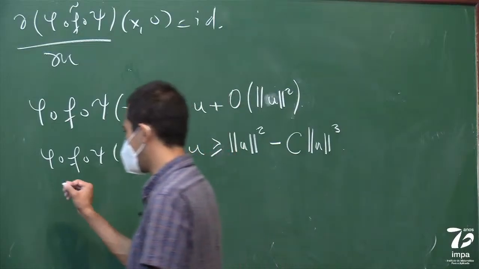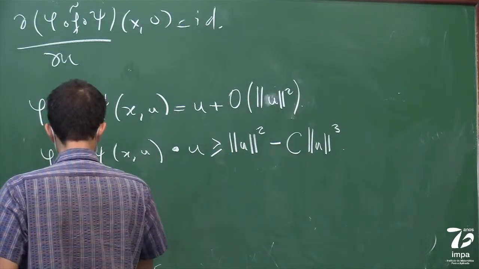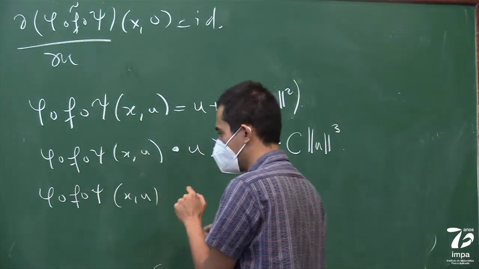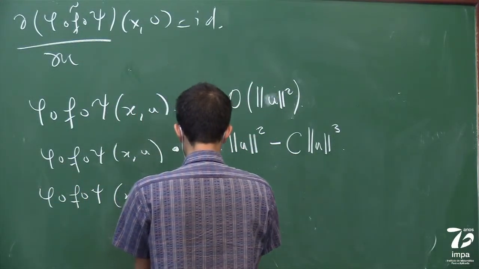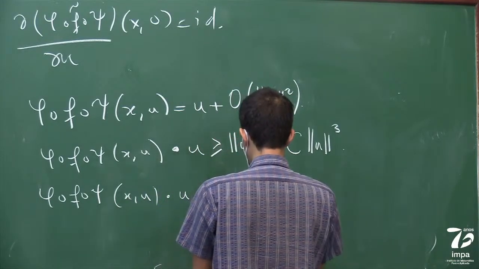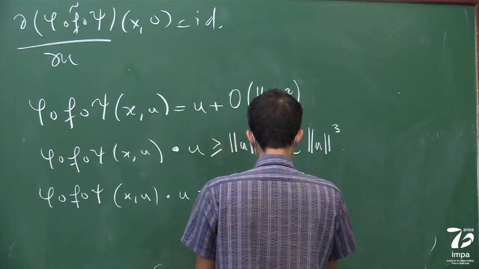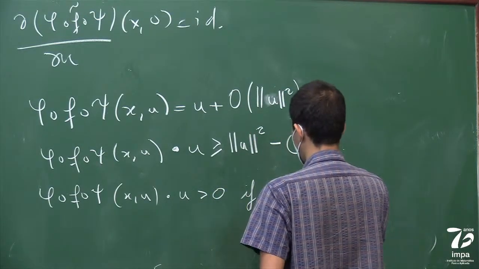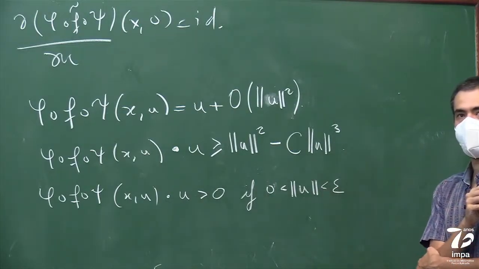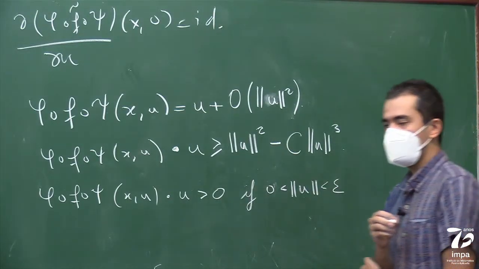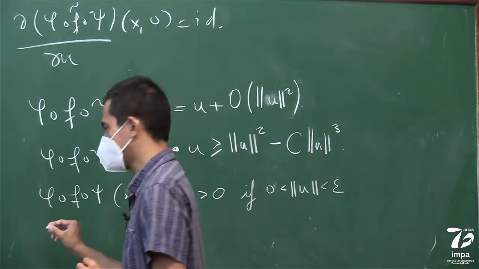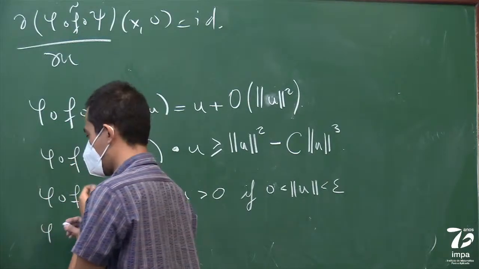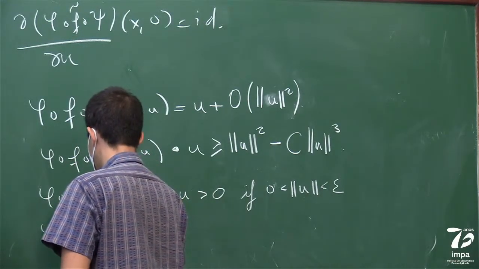So the conclusion is that this map, which is just a local expression of f, has inner product with u strictly bigger than 0 if the norm of u is less than epsilon and u is not 0. And the same thing is true for f tilde, because we just used the fact that the derivative was the identity. So the same thing is true for f tilde.